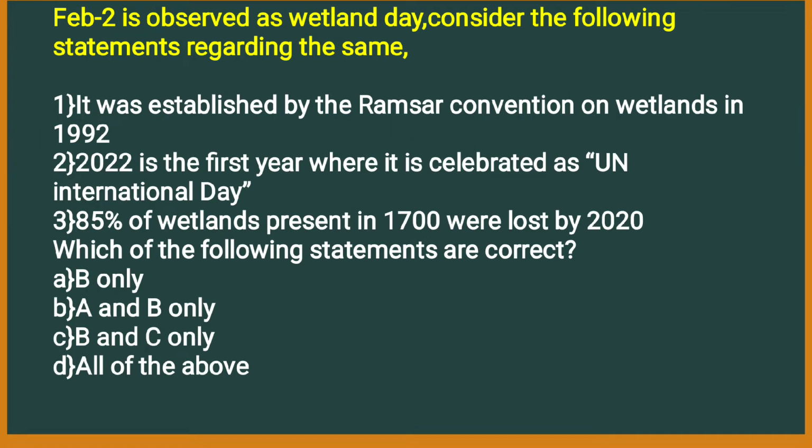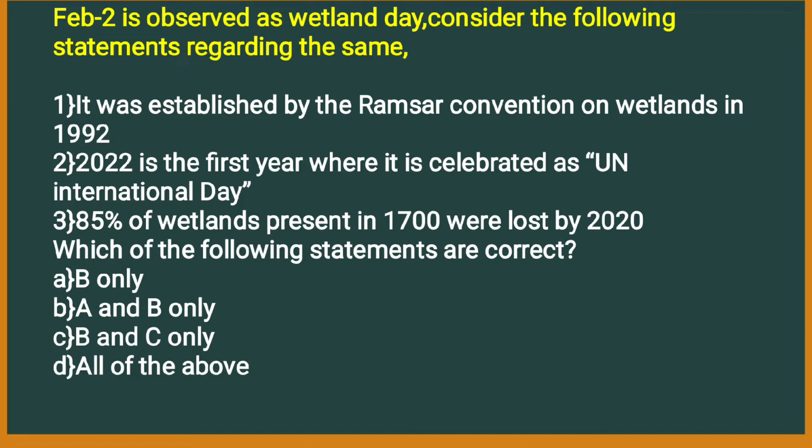Next question. February 2 is observed as Wetland Day. Consider the following statements regarding the same. First statement, it was established by the Ramsar Convention on Wetlands in the year 1992. Second, 2022 is the first year where it is celebrated as United Nations International Day. Third, 85% of wetlands present in 1700 were lost by 2020. Which of the following statements are correct? B only, A and B only, B and C only, all of the above.